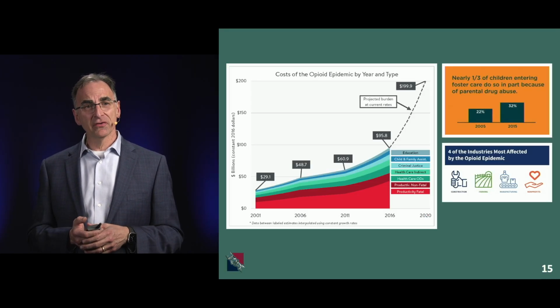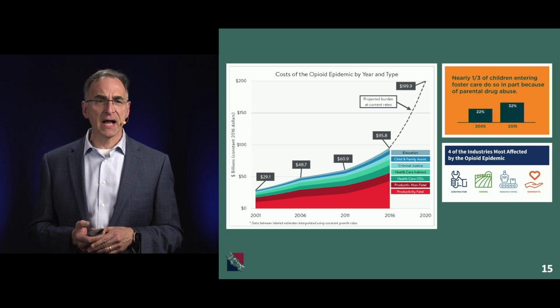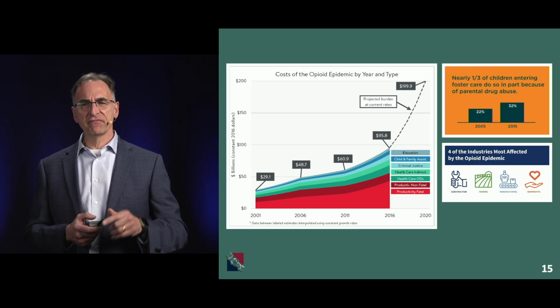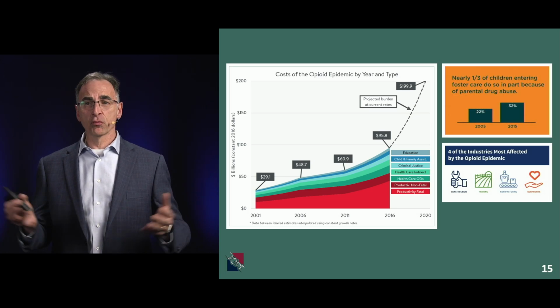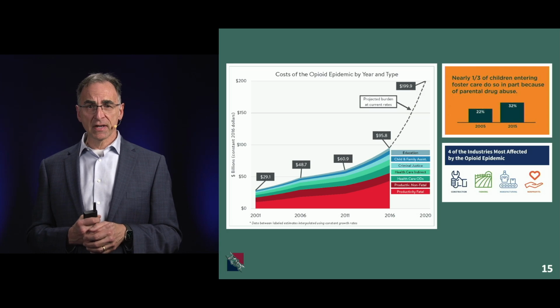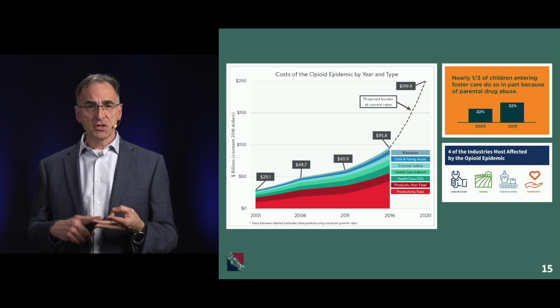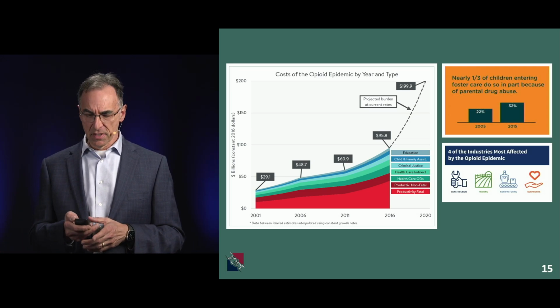And the economic costs continue to rise, both directly and indirectly, as a result of the ongoing drug epidemic. These costs impact every facet of our community and our economy. In addition, nearly a third of children entering foster care do so in part because of parental drug abuse, which is overwhelmingly depressing. Many of the industries that our economy depends upon, such as construction, farming, manufacturing, and nonprofits, are being devastated by the drug epidemic.